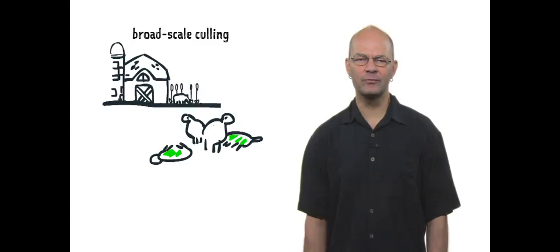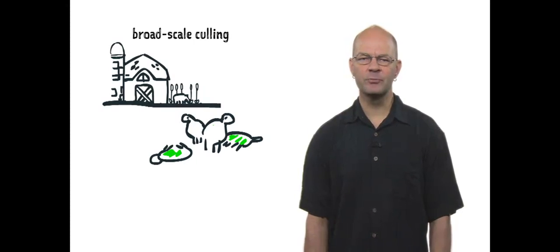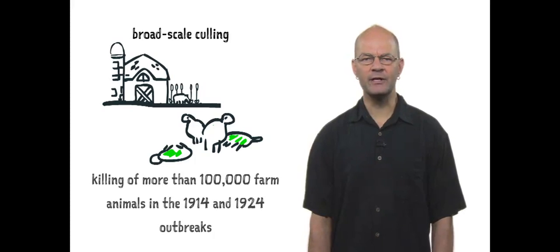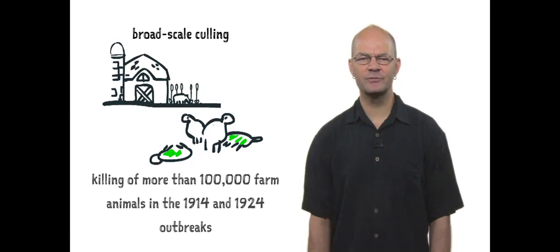Early vaccines were available by the mid-1950s. Before then, in the early part of the 20th century, broad-scale culling was the only option, sometimes involving the killing of more than 100,000 farm animals, as was the case in the 1914 and 1924 outbreaks in the US. Horrific numbers at a great economic cost given the size of farms at this time.